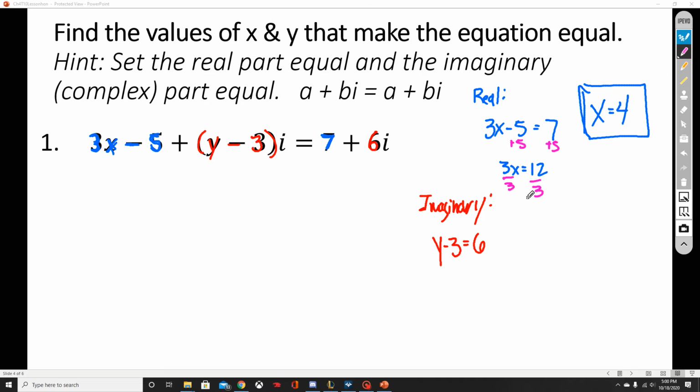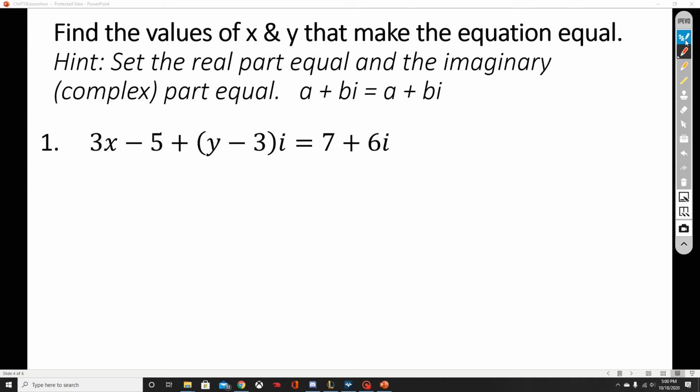What about the imaginary parts? Well, this is a one step. We just have to add 3. So for the imaginary part to be correct, y needs to be equal to 9. And we can check that. 9 minus 3, that gives us 6i. And then for this other one, 12 minus 5, that gives us 7. So x and y must be 4 and 9 in order to make these equal to each other.